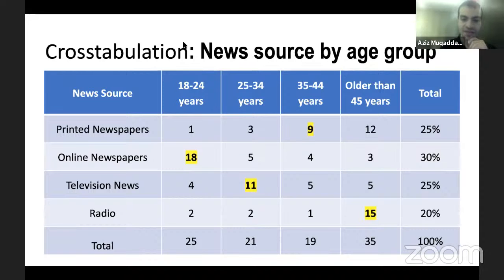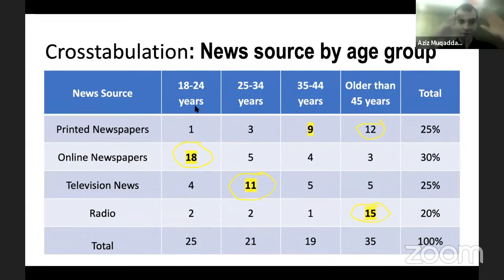So when you do per age group, you would see that printed newspapers are more popular with people who are older than 45 years old. Online newspapers are more popular with people who are 18 to 24. TV news is more popular with people who are like 25 to 34, people who are around my age. Radio is also popular with people who are older than 45 years old. So here, this is another function or use of the frequency table.